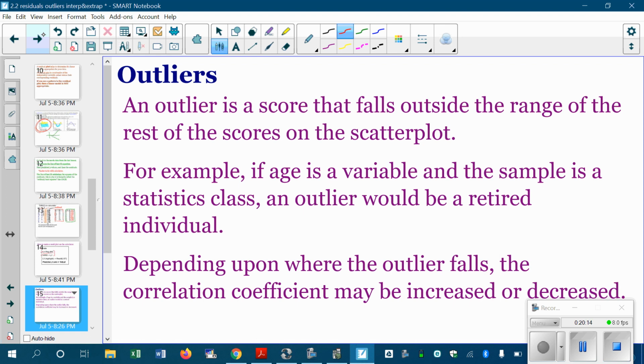For example, if you had the variable of age and the sample is everyone in stats class, and you had one retired person who is somehow in your data set, that person would be an outlier because they're not really falling within the typical scope of where the rest of your data is packed together. And the key idea here that I think is interesting to think about is depending on where an outlier falls, your R value, your correlation coefficient, can either be increased or decreased.